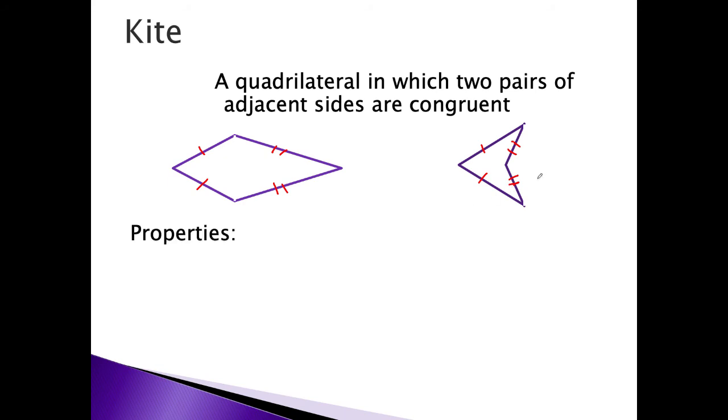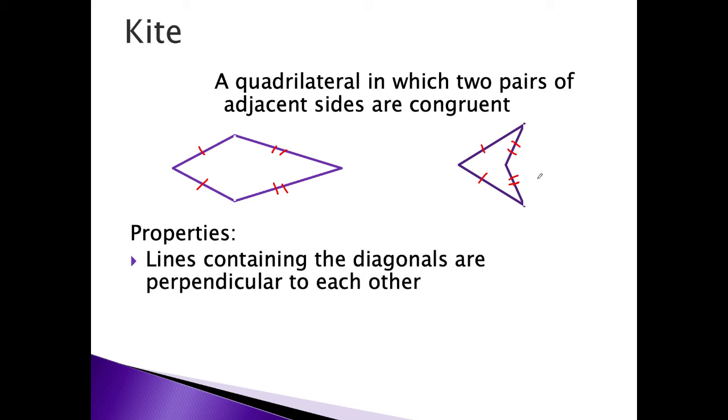Now, properties. The lines containing the diagonals are perpendicular to each other. So if I draw this line and I draw this line, then this angle right here, they are perpendicular to each other. If I draw this line, and if I draw this line, then this is perpendicular.